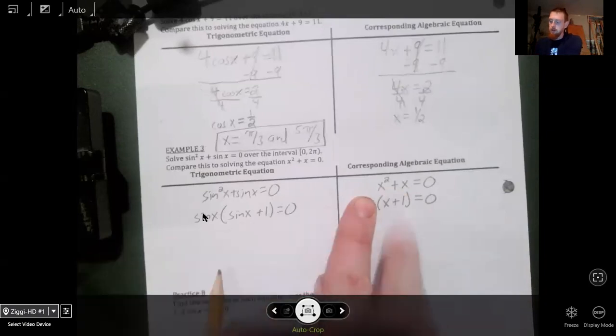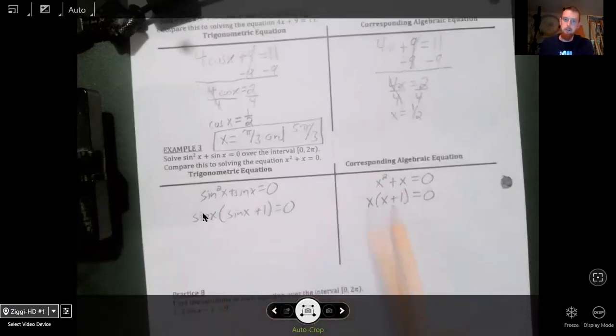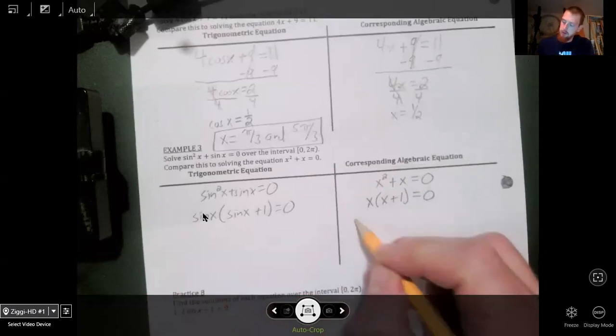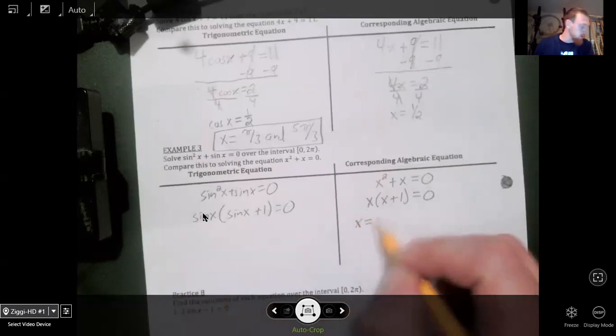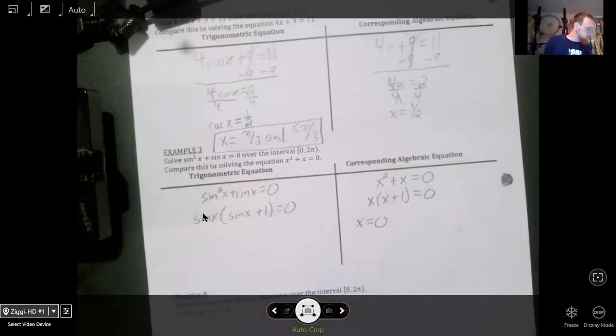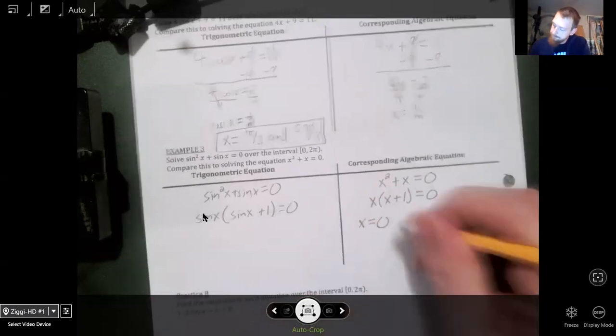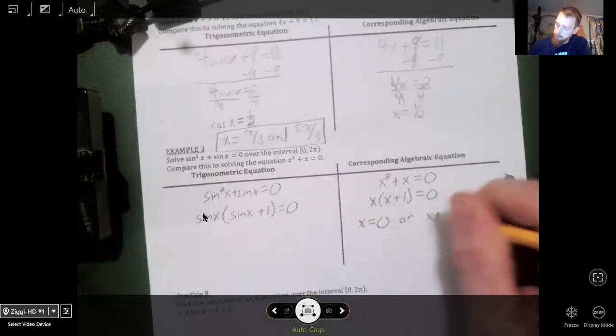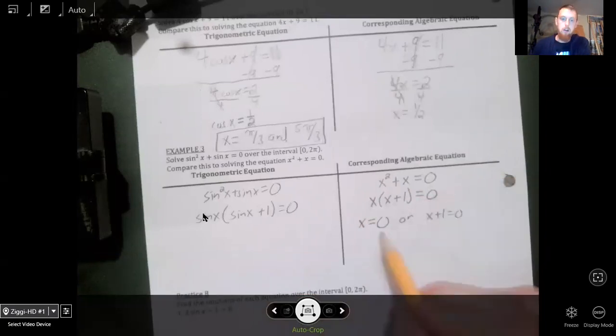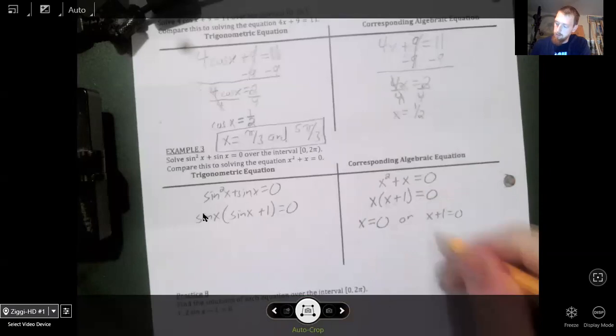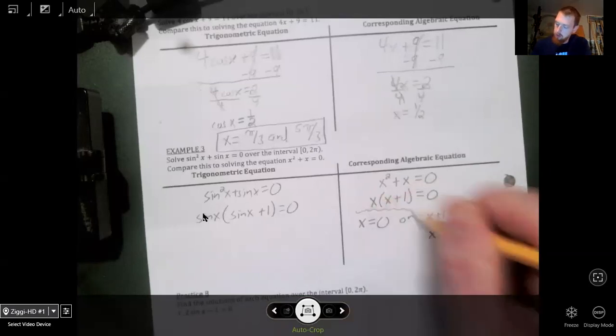0 times a billion, that's still 0, right? So as long as one of these is 0, your product is going to be 0. That's why we split this into two equations, x equals 0 or x plus 1 equals 0. All right, so you already got your first solution right here. Subtract 1 on both sides. That's x equals -1. There's your solution set.